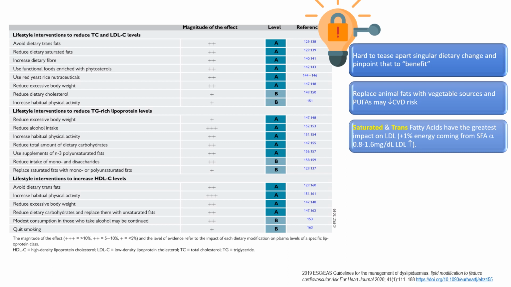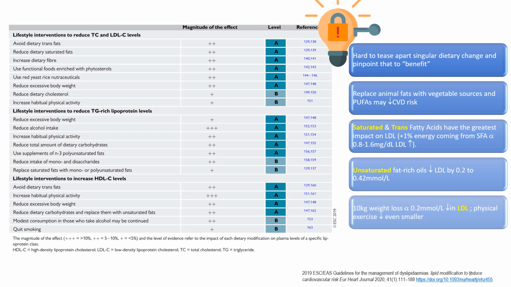Saturated and trans fatty acids have the greatest impact on LDL, meaning that if you take more saturated and trans fatty acids in the form of processed foods or animal fats, there's more impact on the LDL levels as compared to the polyunsaturated type of fatty acids. Unsaturated fat oils can reduce LDL by 0.2 to 0.42, and weight loss can also reduce the LDL.